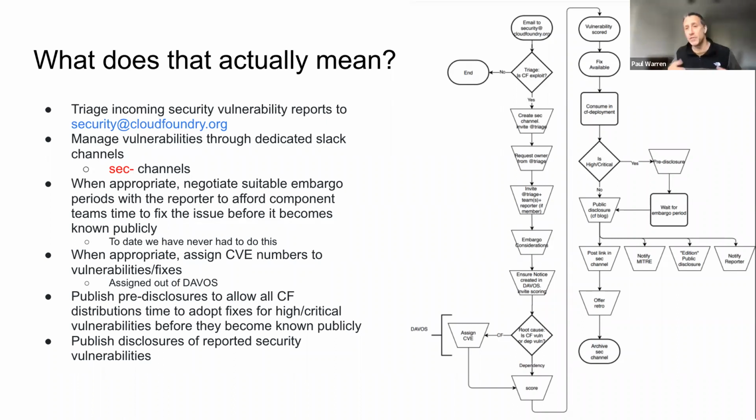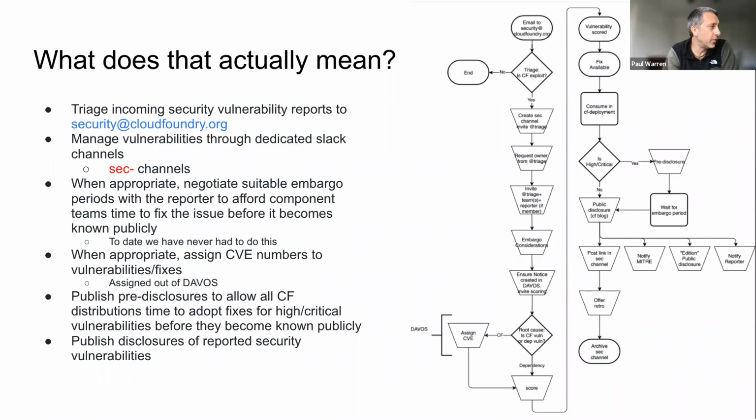We assign CVE numbers. So when a fix comes through, we create the sec- channel, we invite a bunch of people to it. We help shuttle that along, but ultimately it's up to the component teams to deny or verify that it is a true vulnerability. In such cases, we will assign it a CVE number, and that is assigned out of a proprietary system called Davos, where we go to MITRE and get a block of CVE numbers, and they're loaded into this Davos system, and then they're handed out one by one for each vulnerability. And then, of course, that CVE number will be part of the pre-disclosure and public disclosure later on, and will also be registered back with MITRE with the description of the bug and the versions it affects and so on and so forth.